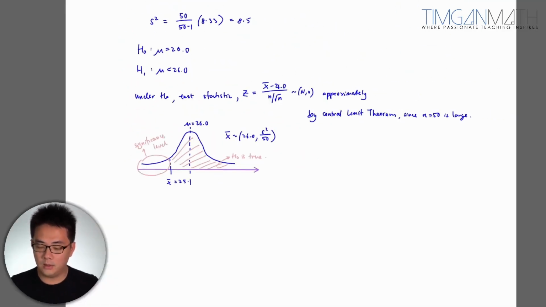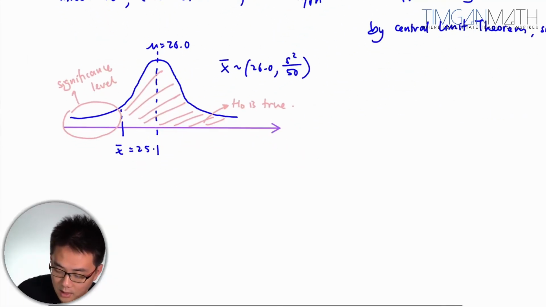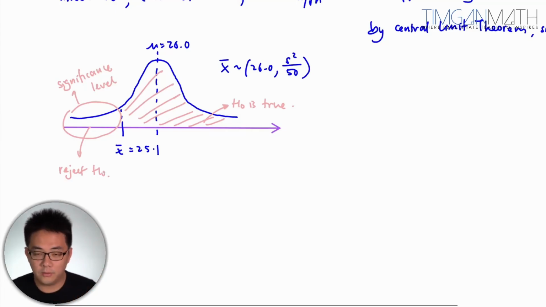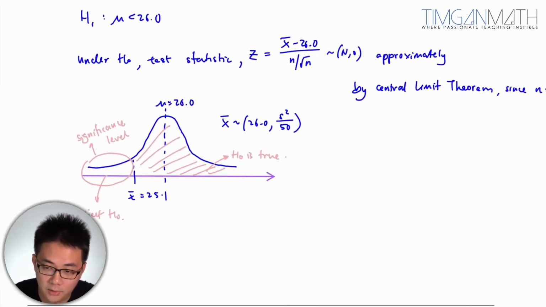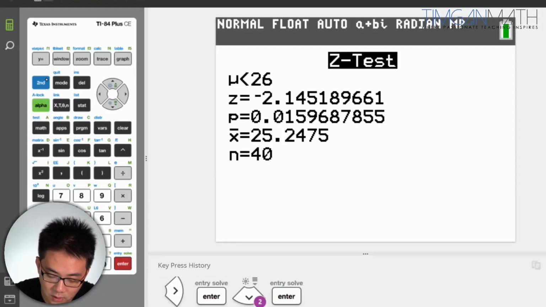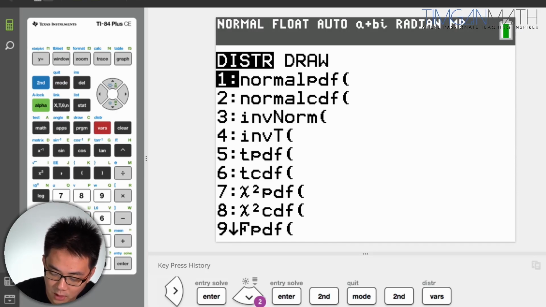Okay, so that's H0 is true. This is where we reject H0 now. If this is a boundary, basically what you need to do is just find the area on this side, less than this side here. You could just use your GC and use the normal distribution. There are many ways to do this.